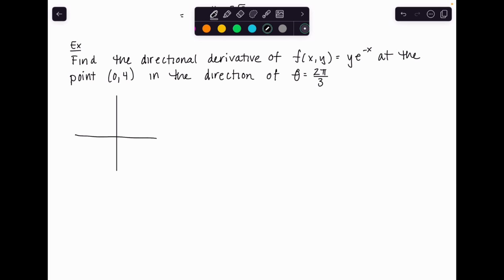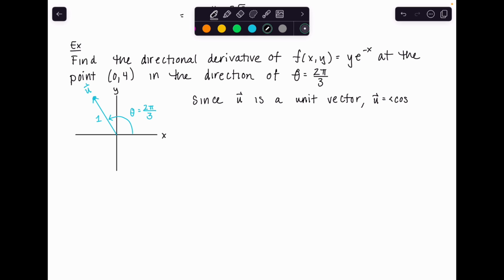So if we have our xy plane, 2 pi over 3 is back here in quadrant 2. So this angle would be 120 degrees. And I'm looking for this vector to have length 1. So this would be u. Since it's a unit vector, it's going to lie on the unit circle. So those endpoints really are just going to correspond to cosine of theta, sine of theta.